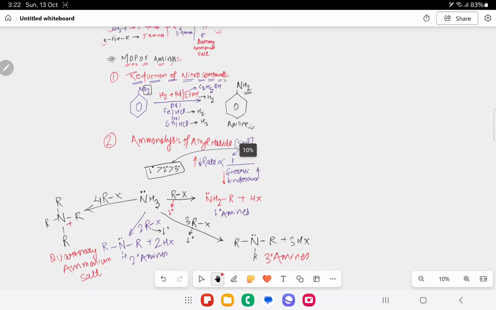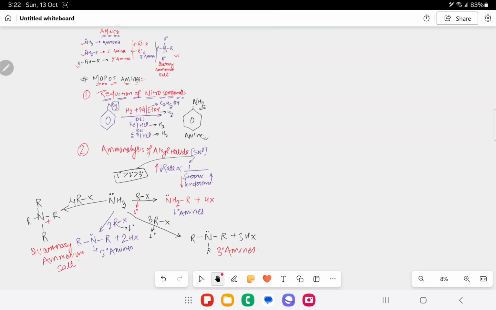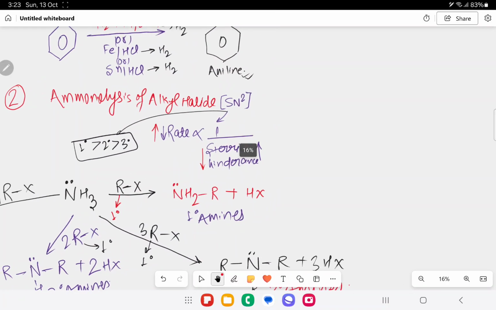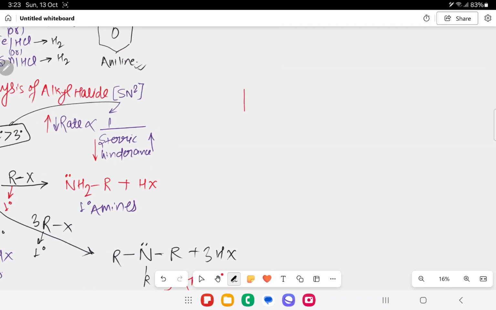If you want to take the screenshot, I am making the screen smaller. Now you can take the screenshot of this. Getting my point? Now we are going to see the mechanism over here. We are going to see the mechanism in ammonolysis.